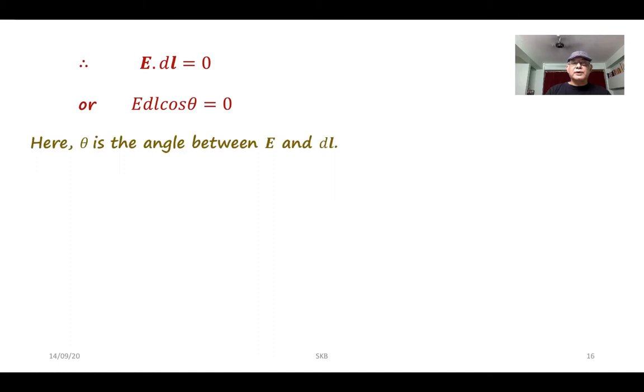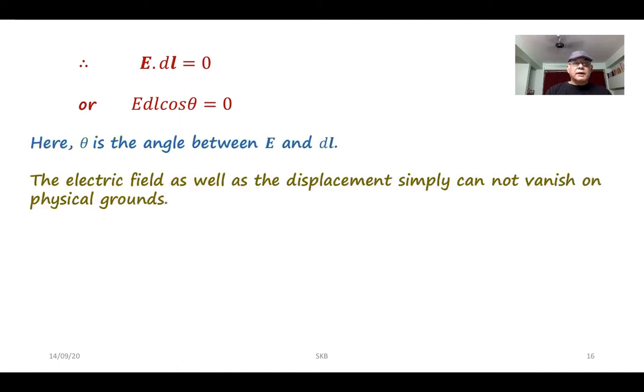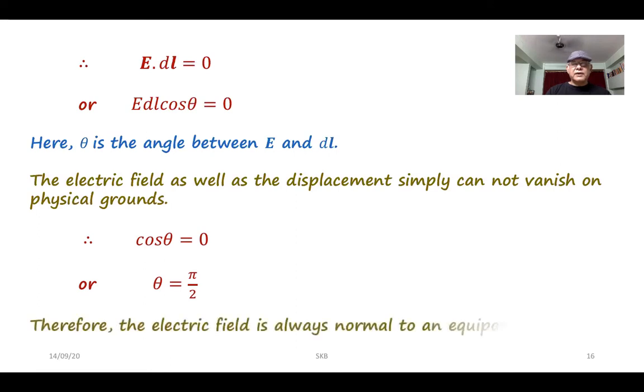Here theta is the angle between the electric field E and the displacement dl. The electric field as well as the displacement simply cannot vanish on account of physical realities, that is, on account of physical grounds. Therefore, cos theta equal to 0, or theta equal to pi by 2 radian or 90 degree. Therefore, the electric field is always normal to an equipotential surface.